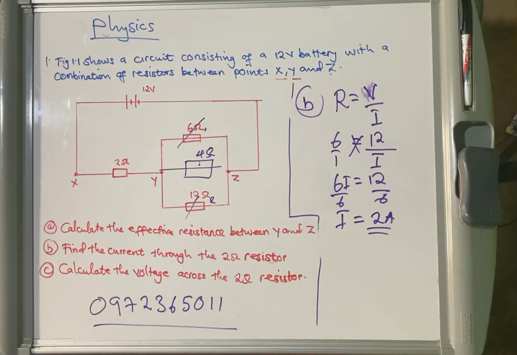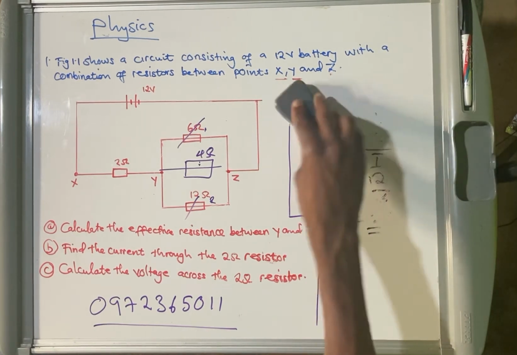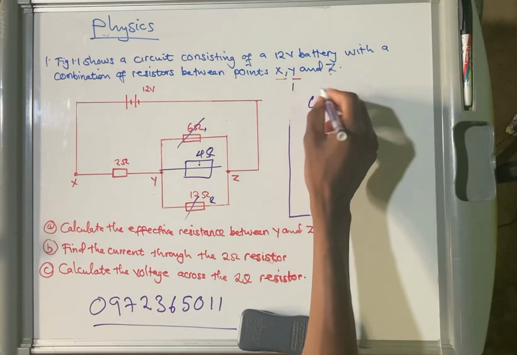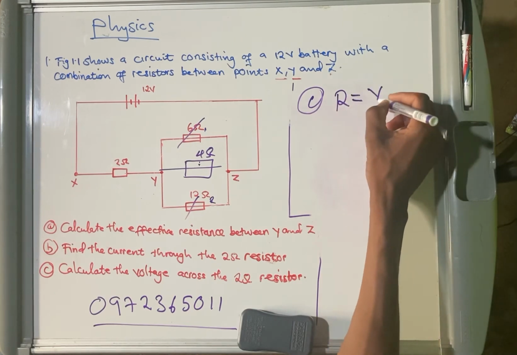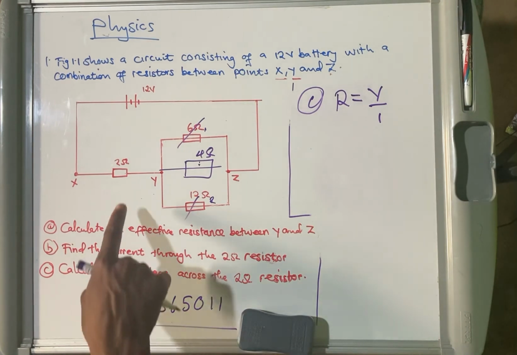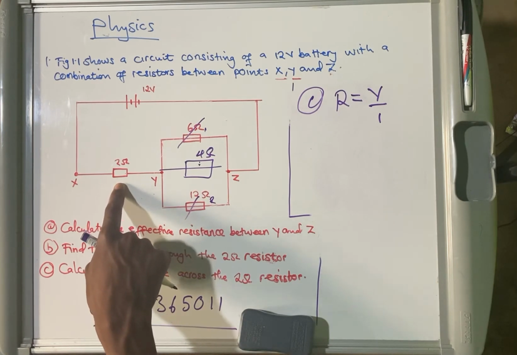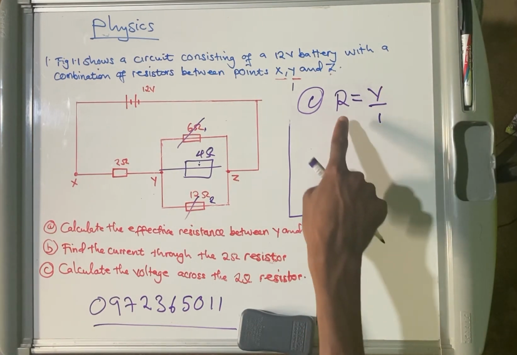Question C now. Calculate the voltage across the 2 ohms. Okay, so we are using the same formula. Resistance is equal to voltage over current. Now we want the voltage across this. Remember I said we don't know the voltage across the 2 ohms. That's why I could not use these two as a resistor when finding the current. So now we can find the voltage because we know the current and we know the resistor.